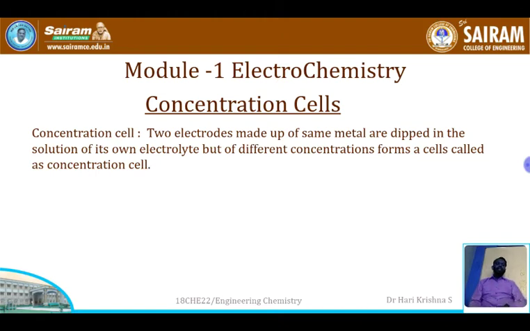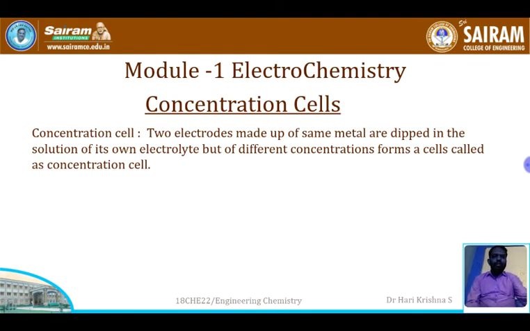In our galvanic cell, we had two half cells, where both the electrodes were made up of different metals dipped in their own salt solution. But in concentration cells, we have two half cells, both made up of same metal. That is the major difference. Both electrodes are made up of same metal dipped in their own salt solution but of different concentration. So the driving force here is difference in concentration. Due to difference in concentration, there will be flow of electrons from lower concentration electrolyte electrode to higher concentration electrolyte electrode.